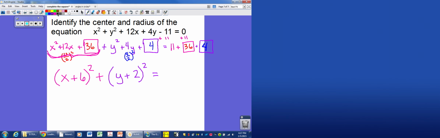Okay, equals, let's see here, 36 and 4 is 40. 40 plus 11 is 51. So analyzing, this circle has a center at negative 6, negative 2. Those are the coordinates of the center. And it has a radius of square root of 51 units long.